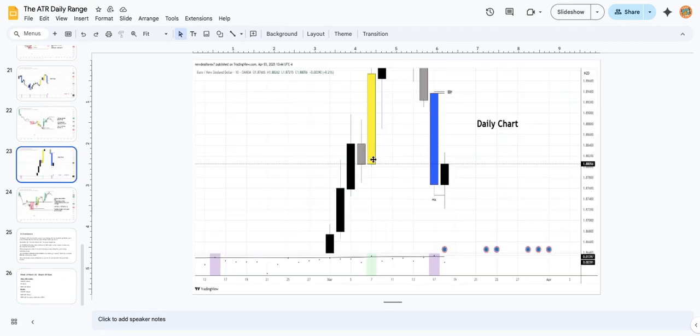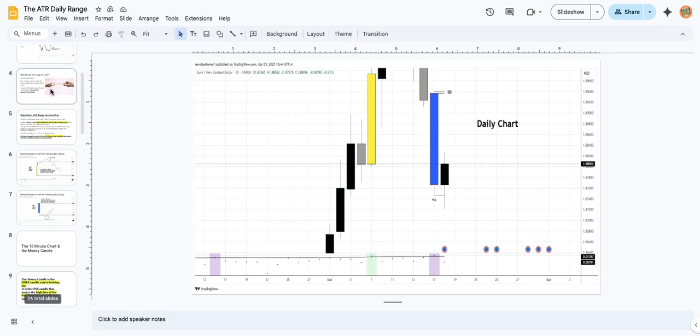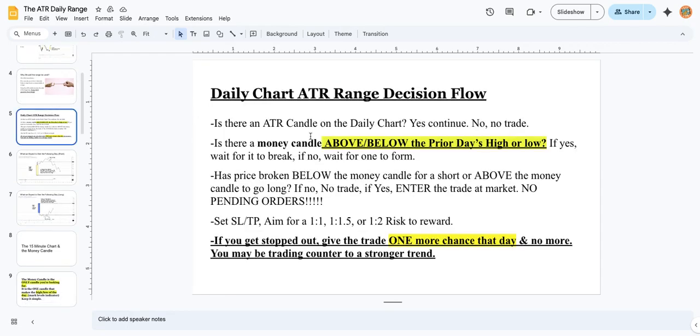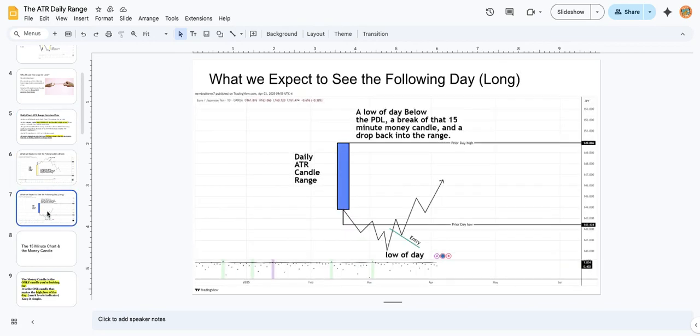Just for example, let's say this is the money candle. Let's just say this is the money candle right here, or the ATR candle right here. If price doesn't go below the prior day low, there's no trade there, and there's no money candle there either. Remember our decision flow. The money candle has to be above or below the prior day high. Okay, step 2, is there a money candle above or below the prior day high? That's what increases our odds. If price never goes below the low or above the high of the ATR candle, like you see right here and right here, okay, there's no trade.